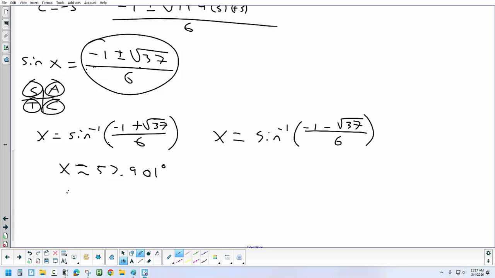Okay, and that's quadrant 1. So 57.901, that's my reference angle for everything. So really, I could just use that now to figure out the rest of the problem, but I'll type this in just to show you. But what do you do to get the answer in quadrant 2 with the 57.901?